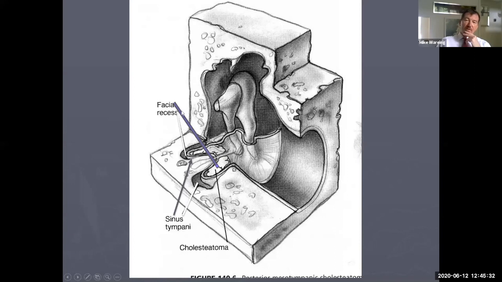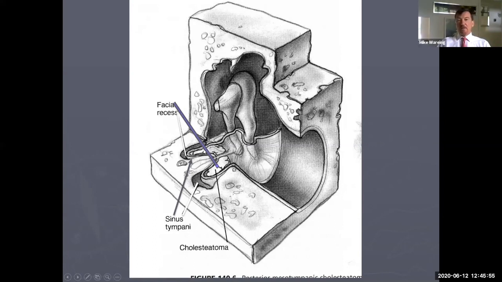I put this picture up, and then I suddenly realized I'd actually labeled the two areas wrong. So this is the facial recess, otherwise known as what we in the UK tend to call the posterior tympanotomy, but the facial recess approach. So this is lateral to the facial nerve and to the stapedius muscle that lies within the pyramid. And then the sinus tympani is this area here.